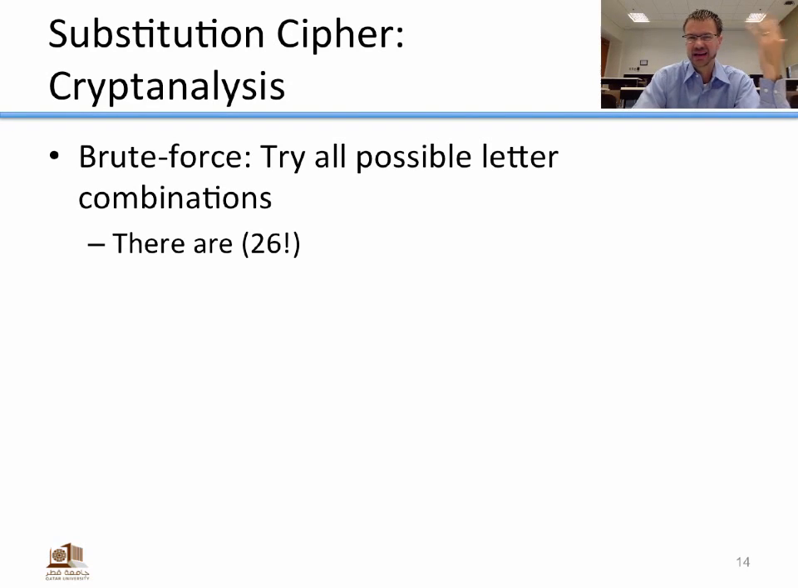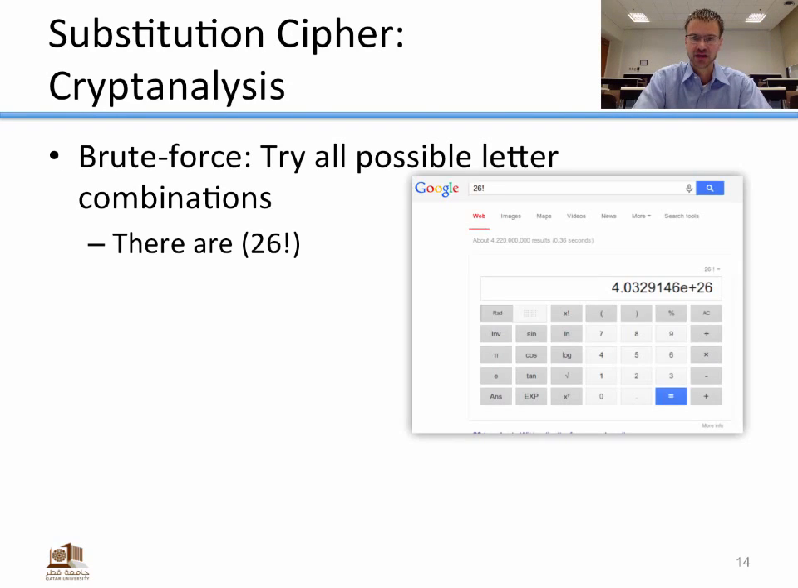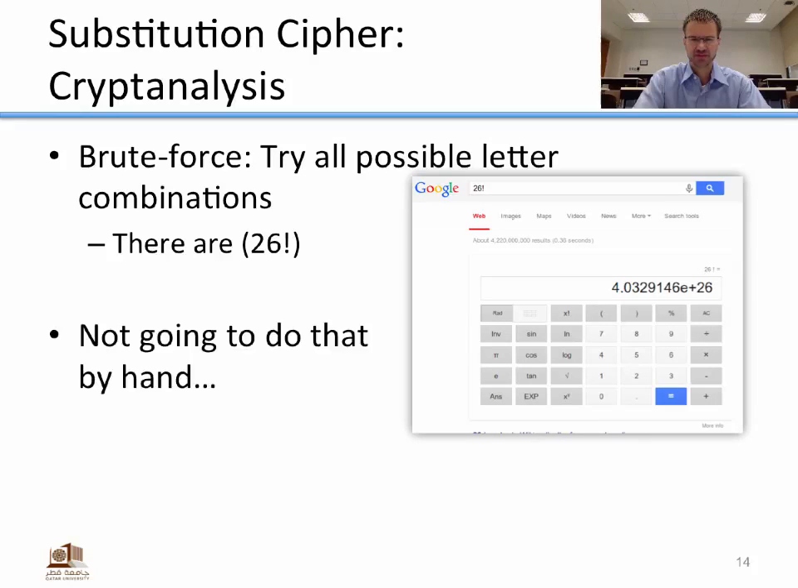How many is that? I don't really think well in factorials. So I ran to Google, which has a nice big number calculator, and typed in 26 factorial. And what we find is that is 4 times 10 to the 26. That's a really big number. Are you going to be able to do that by hand? No. I'm not going to manually try every possible substitution table. That's absurd. That's way too many numbers.